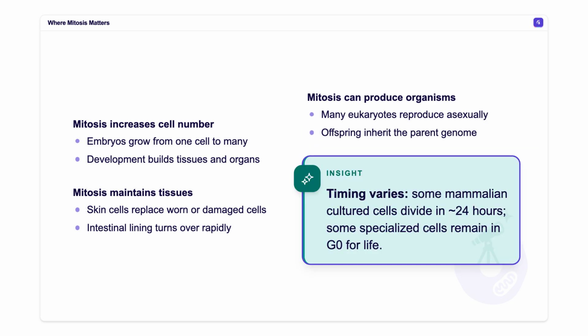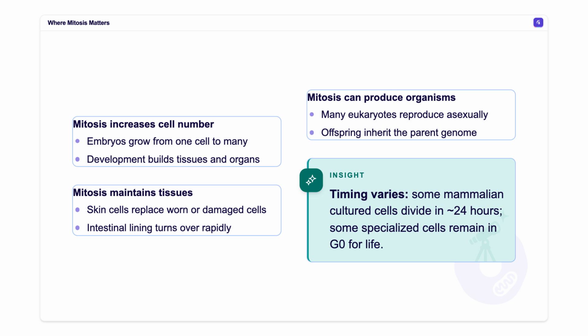The timing of the cell cycle varies a lot. Some mammalian cells grown in culture divide in about 24 hours, but some specialized cells enter G0, a non-dividing state, and may stay there for a lifetime. So when you see mitosis, think beyond the phases. It is how cells pass on chromosomes while supporting growth, repair, replacement, and asexual reproduction.